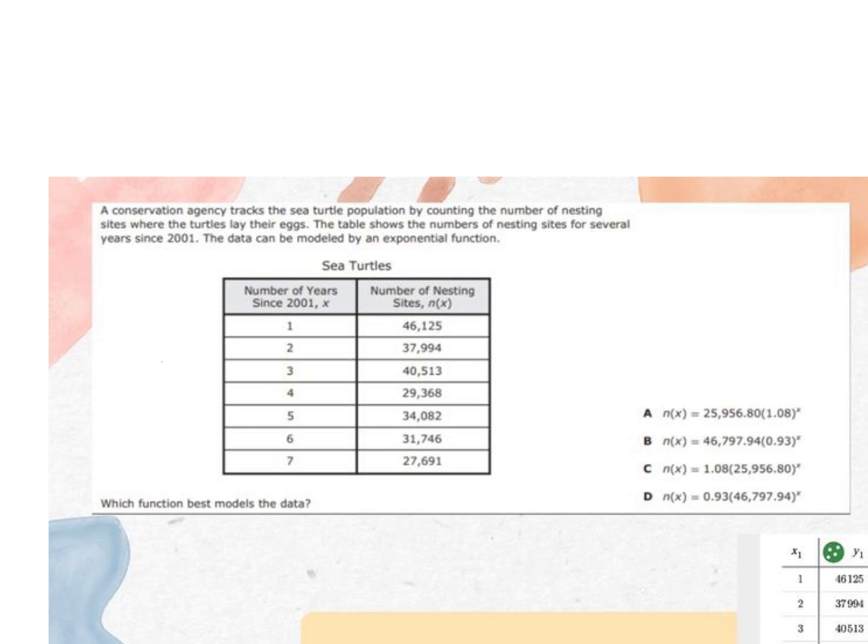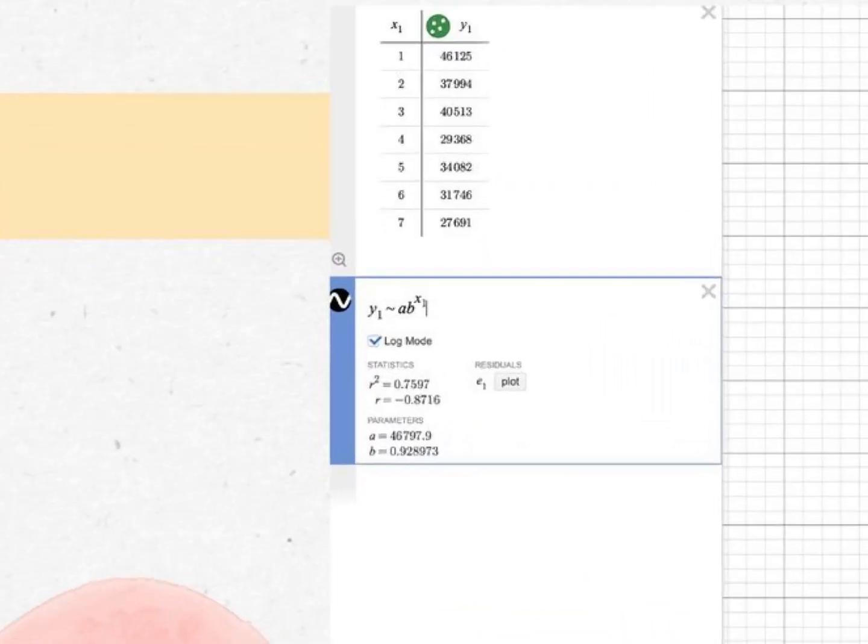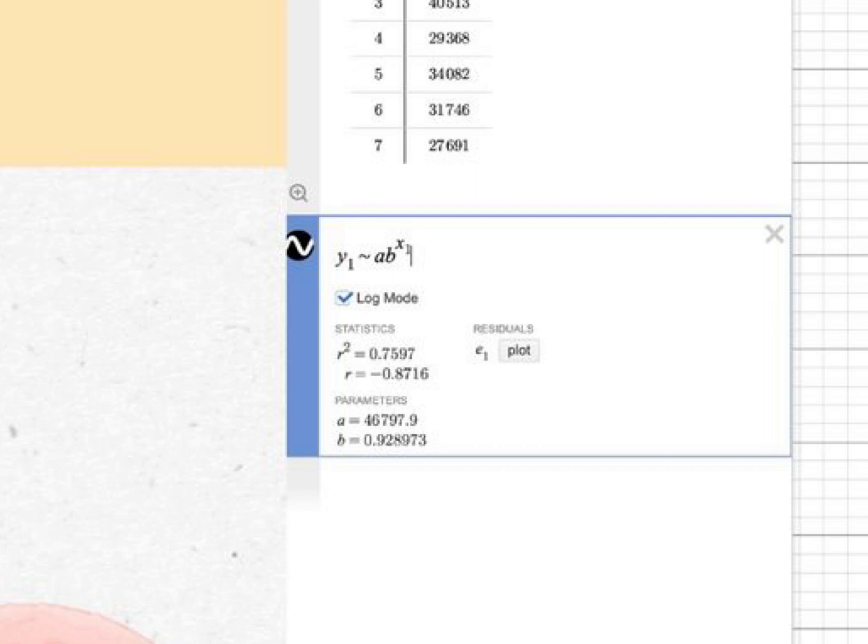Now that you've typed your table into your Desmos calculator, one thing you do need to remember about exponential functions is that the standard form is f of x equals a times b raised to the x power. So when I go over into my Desmos, notice what I typed in. I wanted Desmos to create my line of best fit, my y sub 1, my tilde sign, a times b raised to the x power, and I made sure that I put that sub 1 on my x.